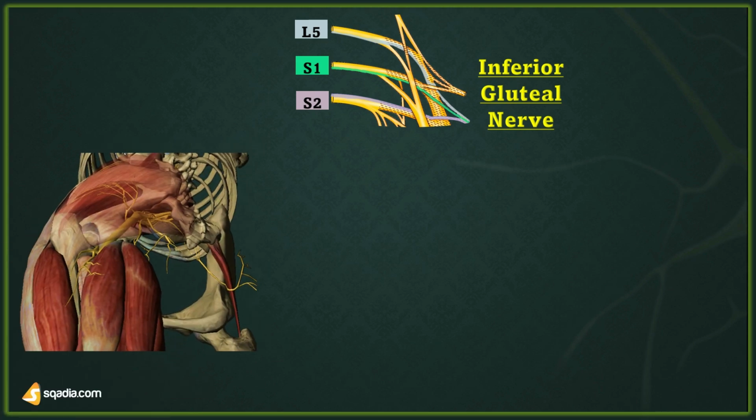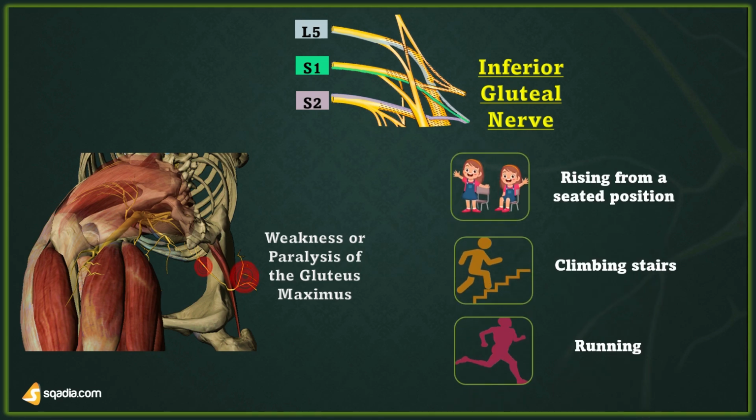Damage or compression of the inferior gluteal nerve can lead to weakness or paralysis of the gluteus maximus muscle. When the gluteus maximus is weak or paralyzed due to damage or compression of the inferior gluteal nerve, these activities can become challenging, in severe cases impossible. Injuries or conditions that impact the inferior gluteal nerve can result in functional limitations and may require appropriate diagnosis and treatment.